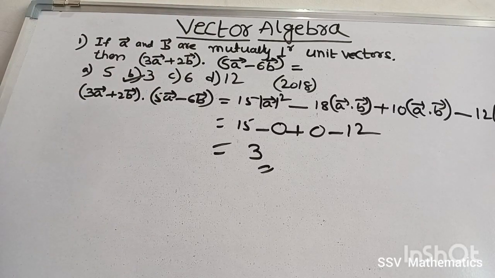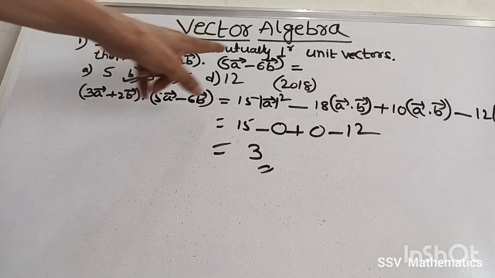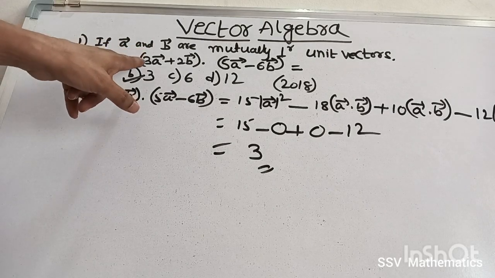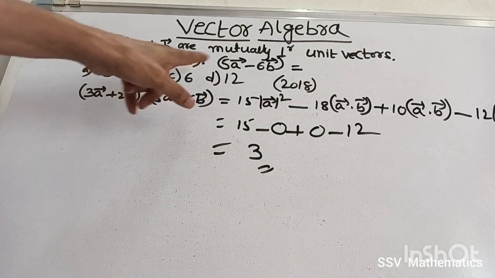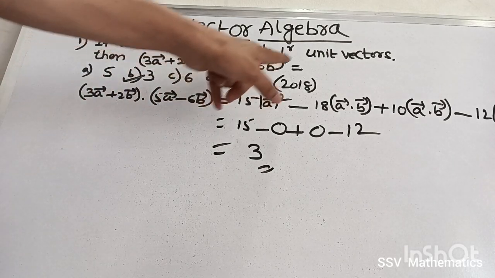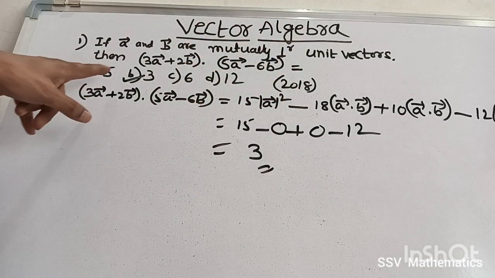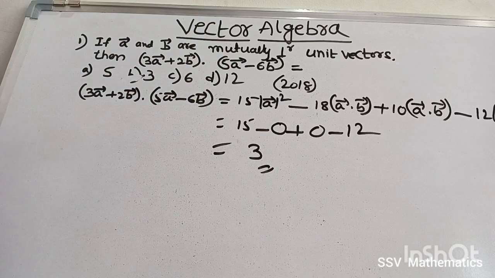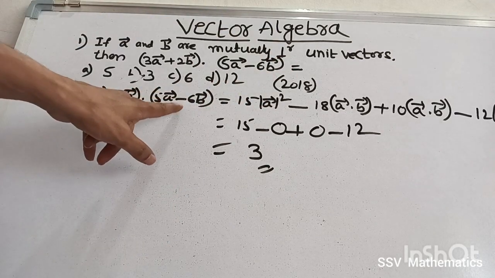Today's class is on previous years asked KCET questions on vector algebra. First question: if a and b are mutually perpendicular unit vectors, then (3a + 2b) dot (5a - 6b) is equal to, options are 5, 3, 6, 12, asked in 2018. So find the value of this.